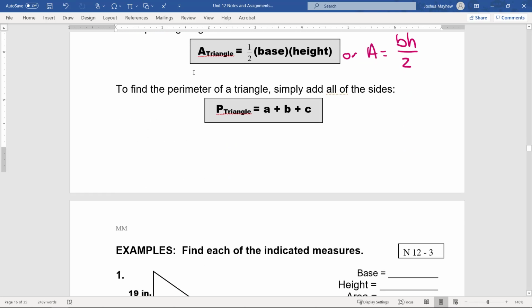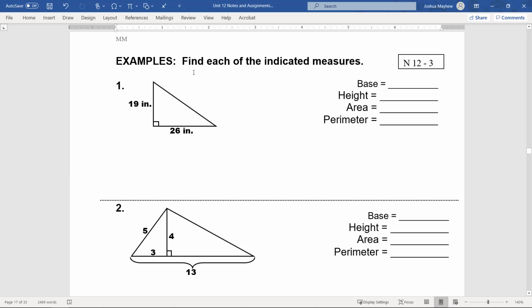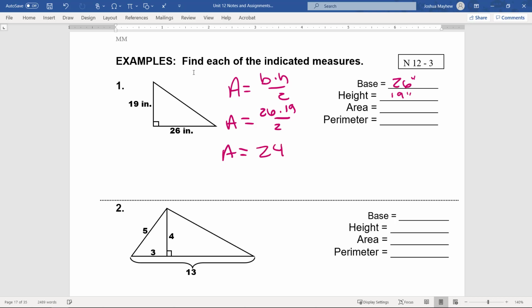Let's look at some examples. Example 1 says find each of the indicated measures. Well, the base here is 26 inches. Height is 19 inches. Area, base times height divided by 2. 26 times 19 divided by 2. 26 times 19, divide that by 2, you get 247 square inches.